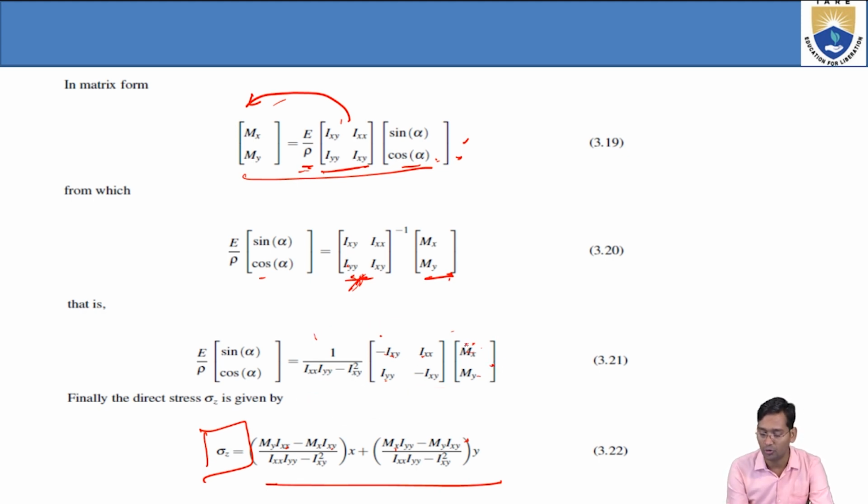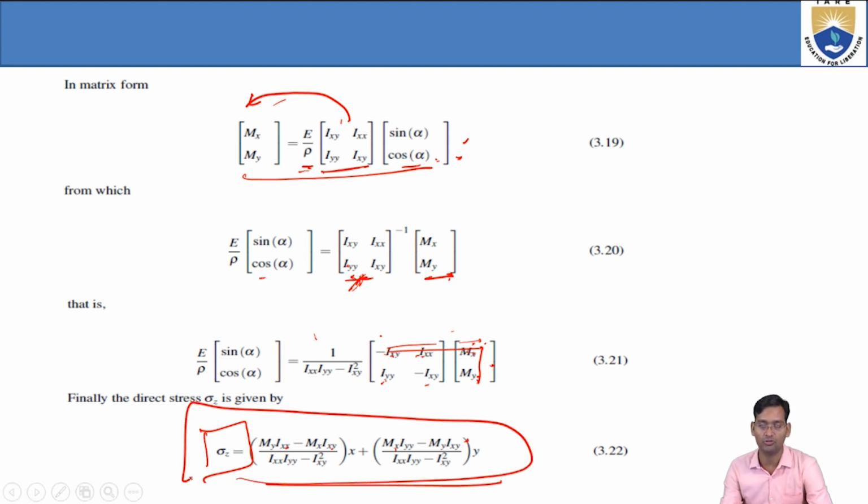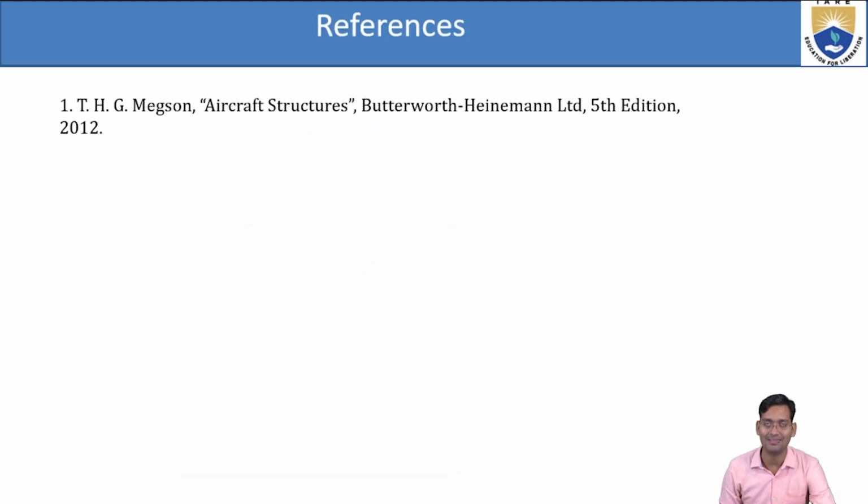Now just multiply. After multiplying, we get minus Ixx, minus Ixy into Mx plus Ixx into My; similarly, Iyy into Mx minus Ixy into My. So sigma z equals (My Ixx minus Mx Ixy) by (Ixx Iyy minus Ixy squared) into x, plus (Mx Iyy minus My Ixy) by (Ixx Iyy minus Ixy squared) into y. Okay, clear? So this is the expression for the direct stress sigma z.